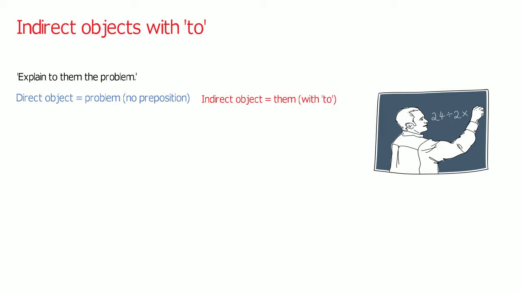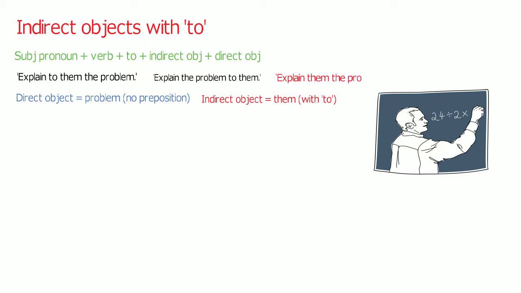The full structure runs subject pronoun plus verb plus to plus indirect object plus direct object. Or you can swap the indirect and direct object to make explain the problem to them. You cannot omit the to, however. Explain them the problem is not correct and bad English. This is a very common mistake.